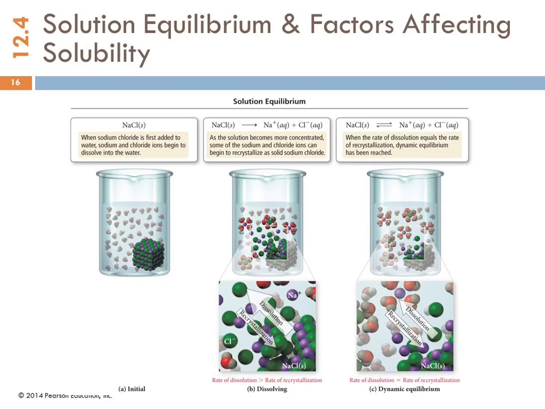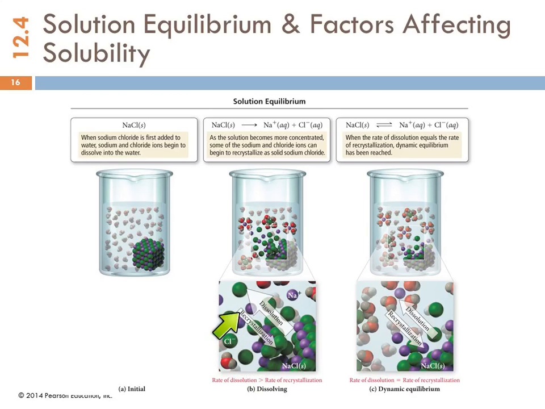The reverse reaction can also happen, that sodium and chloride ions can come together and redeposit, can recrystallize onto the sodium chloride crystal. And so now we've got the dissolving process going, and we also have the recrystallization process happening. Eventually, we can get to an equilibrium situation where we have the rate of dissolving equal to the rate of recrystallization.